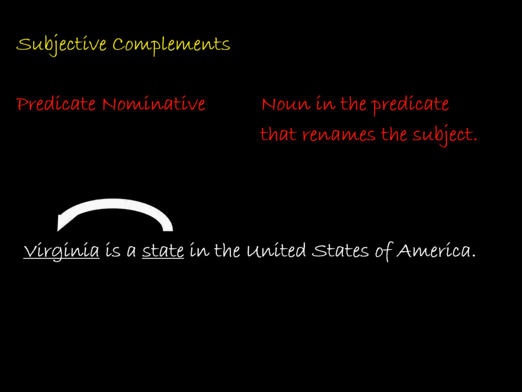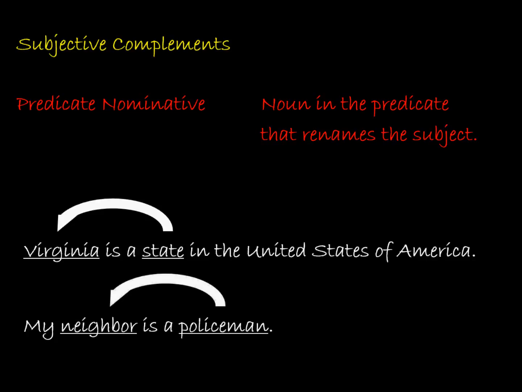We see the subject, Virginia. We see the verb is. And I see that noun state. State renames Virginia. So state renames the subject. In another example, my neighbor is a policeman. The word policeman, that is in the predicate, and that renames the subject, neighbor.